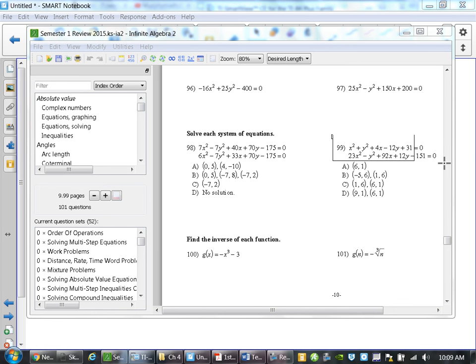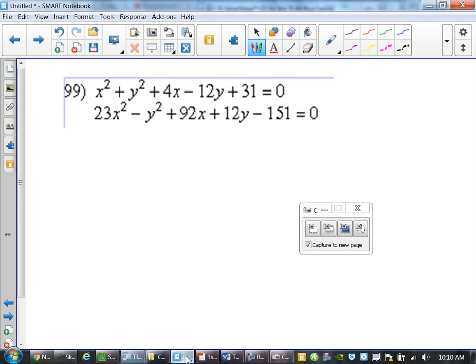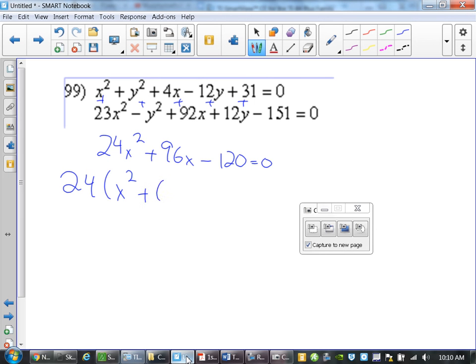It's just by looking at the values here. If you look at these, you're going to see how I have positive y squared, negative y squared, positive 12y, negative 12y? I can eliminate the y's by adding. Add everything together. 24 x squared, 96x, minus 120. GCF, 6.